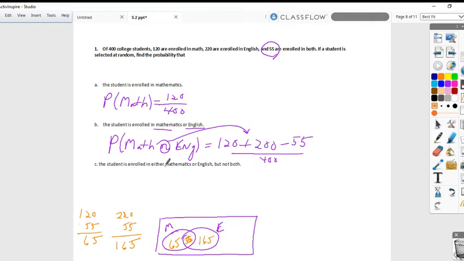Okay, the student is enrolled in math or English, but not both. So the question is, I want math or English, but not both. Generally, when you do an or, it's always one or the other or both. But if it says but not both, that means you don't want this piece here. So you're going to have to take this part out. So the answer to this is just 65 plus 165 over 400. Okay, there's an example using the Venn diagram, but not both.